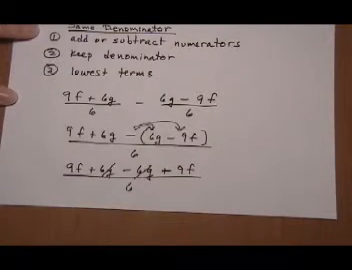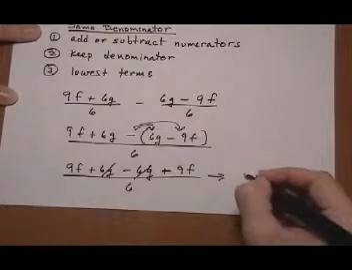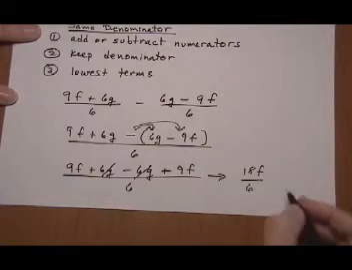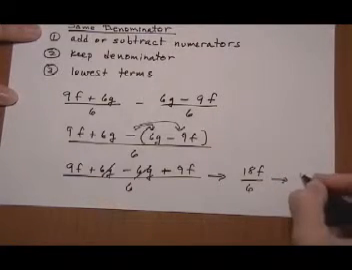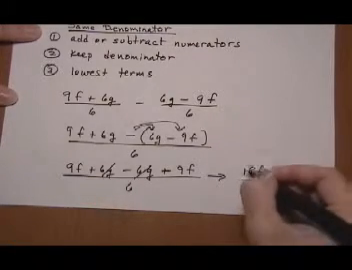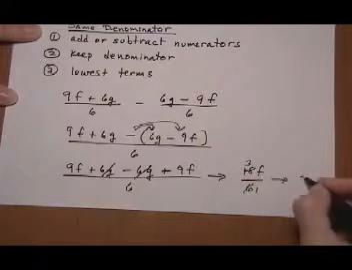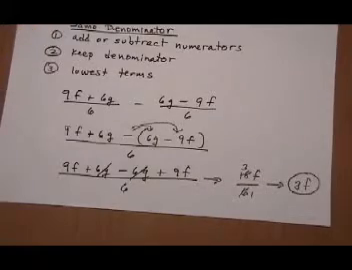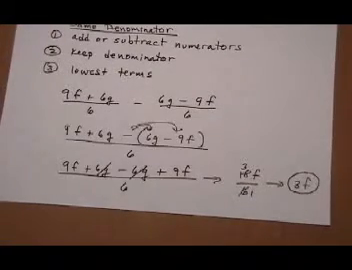So we have 9f plus 6g, take away 6g plus 9f all over 6. 6g and minus 6g are gone. So that leaves us with 9f and 9f, which is 18f over 6. And then we want to reduce it. We can divide by 6, top and bottom, and we're left with 3f as the final answer. And that's number 6.